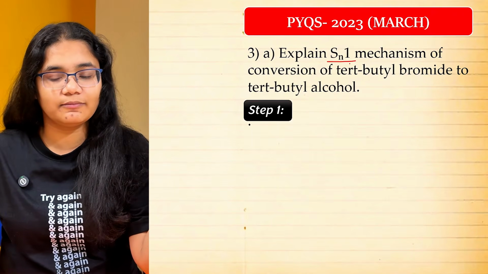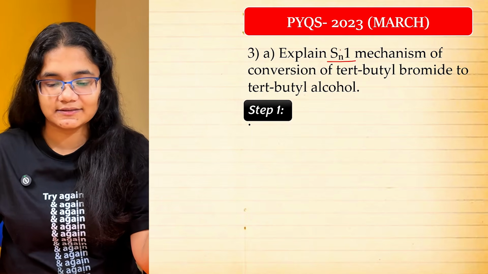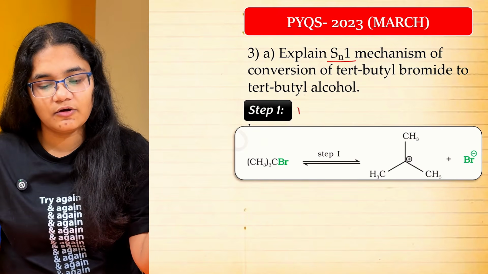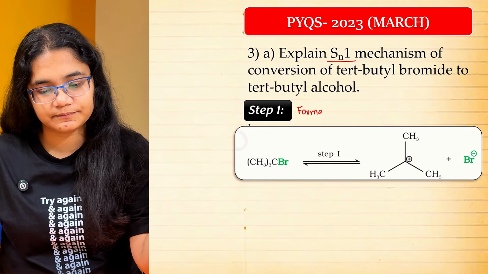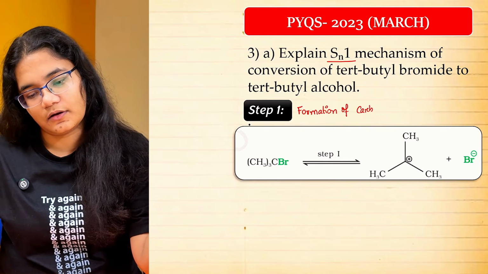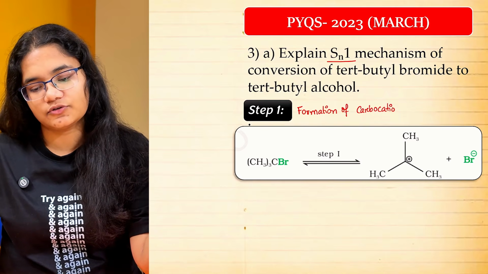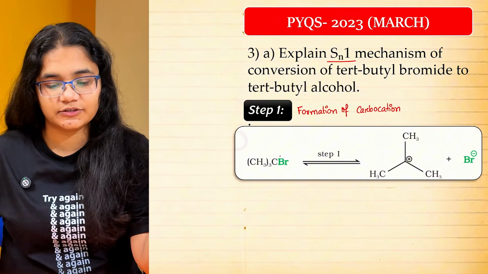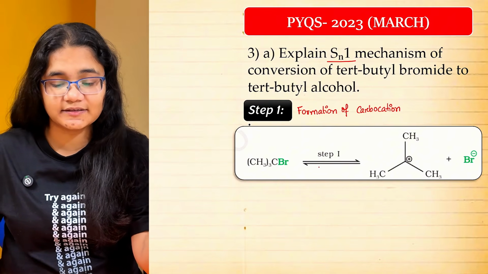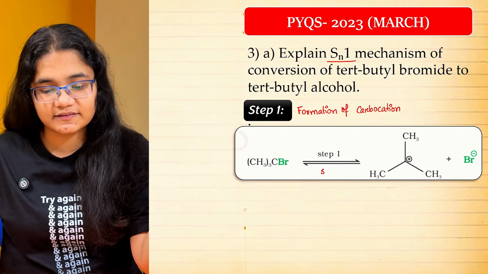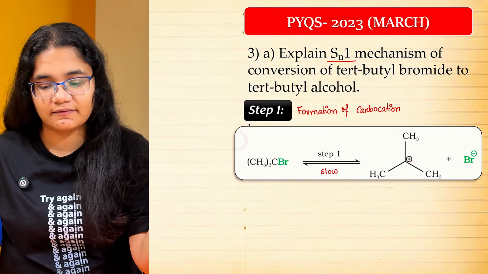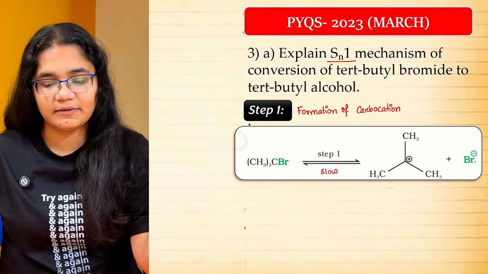Here you have to mention both the steps and write the mechanism. The first step is what? Step number 1 is the formation of carbocation. Remember in step 1 there is a double-ended arrow, meaning an equilibrium symbol, and this is a slow step. So what will happen? First the bromine leaves here, a carbocation is formed, and Br minus is there.